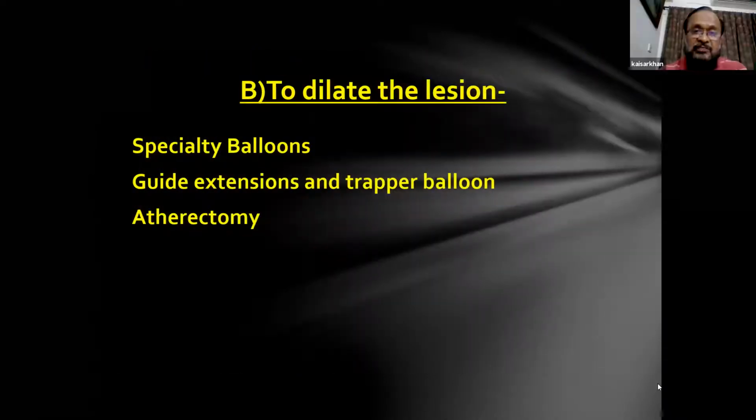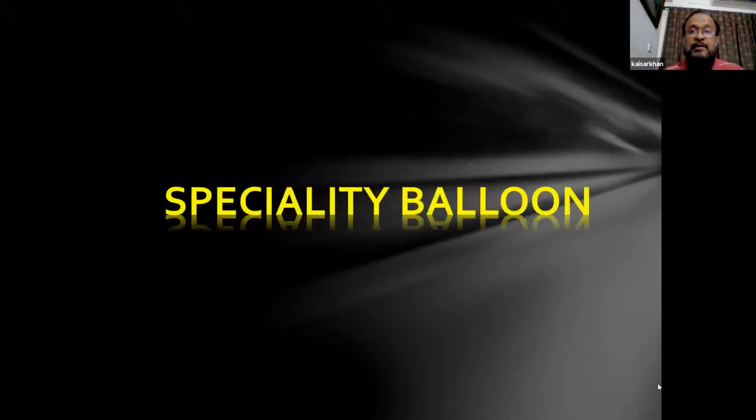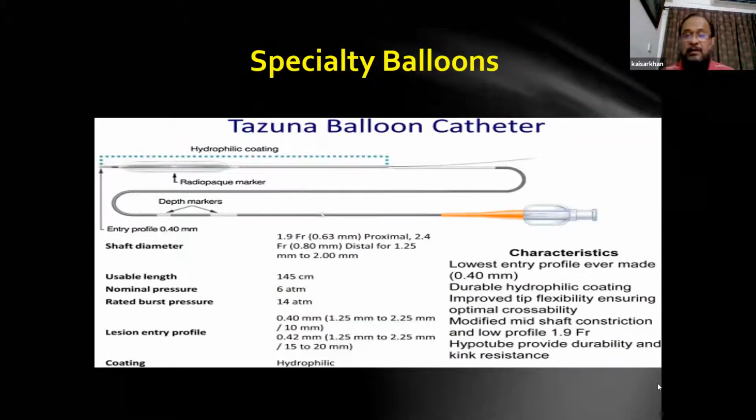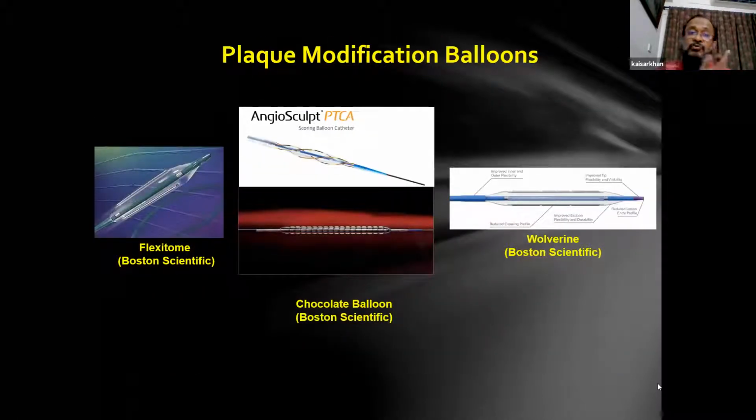To dilate the lesion, you need a specialty balloon to support. Sometimes for the balloon to cross the CTO, you need Guide-Extension, and sometimes a trapper balloon to exchange the balloon and hardware. And rarely, when you pass the wire but can't cross anything for a calcified lesion, you have to use rotablation as well. So for specialty balloons, there are different types, like Sprinter Legend, like Tazuna, and for calcified lesion you can use Flextome, chocolate balloon, or Wolverine.